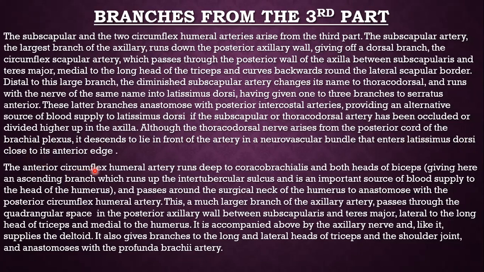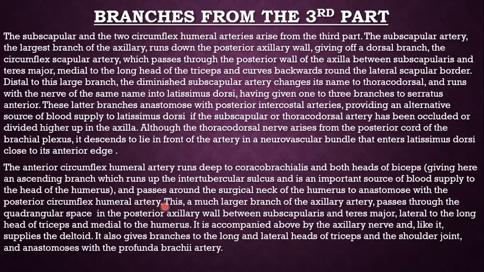Now, the anterior circumflex humeral artery runs deep to coracobrachialis and both heads of biceps, giving here an ascending branch which runs up the intertubercular sulcus, and it is an important source of blood supply to the head of the humerus. Then it usually passes around the surgical neck of the humerus to anastomose with the posterior circumflex humeral artery.